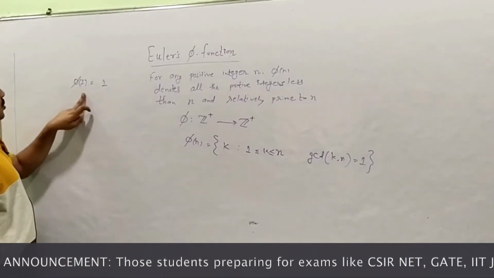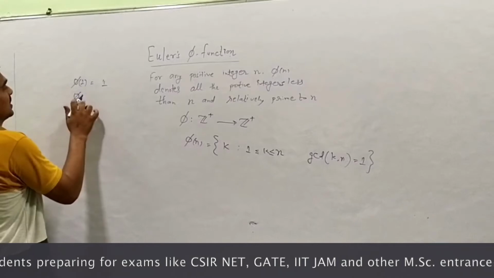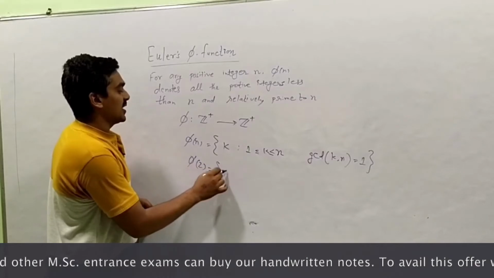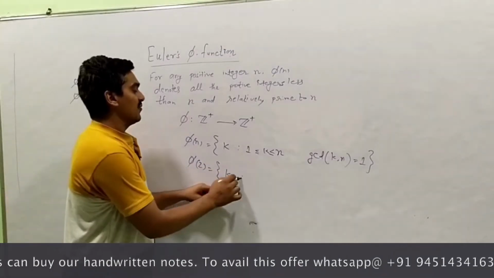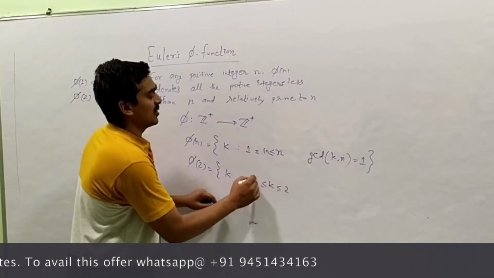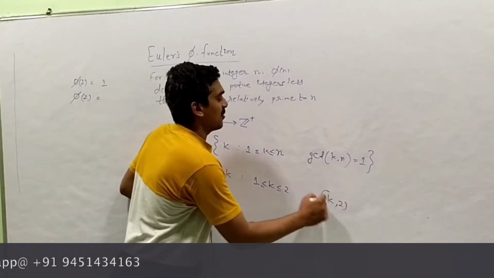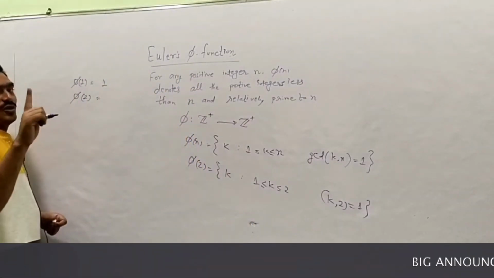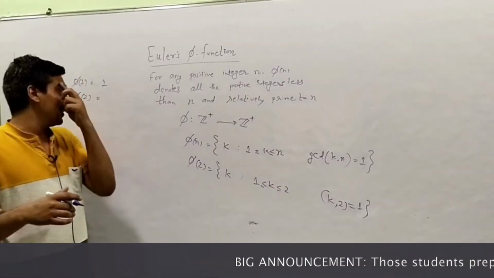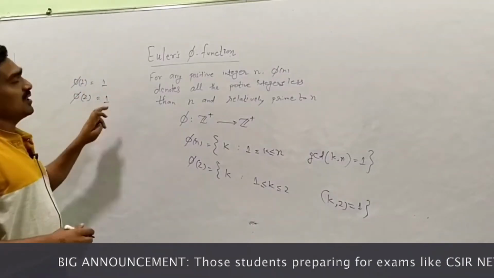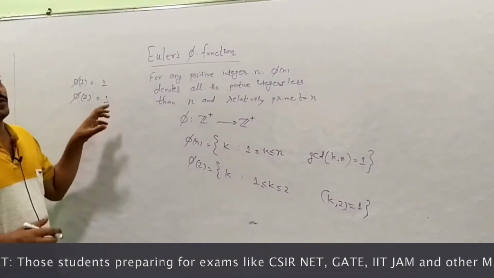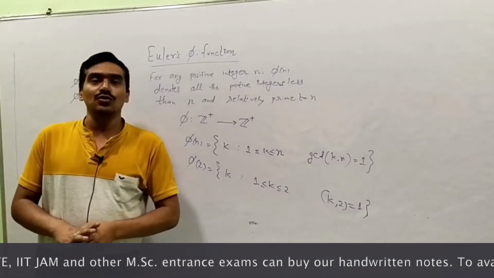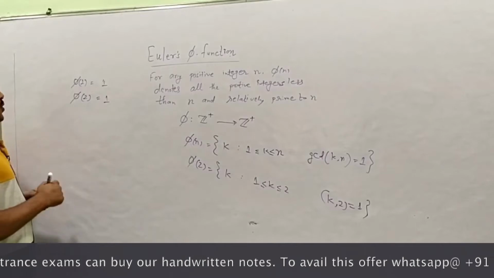Now what is phi 2? According to the definition, it contains those positive integers which are less than or equal to 2 and whose GCD with 2 is 1. That is, we have only one choice, only the number 1. Why only 1? Because 1 is the only integer which is less than 2 and relatively prime to 2.